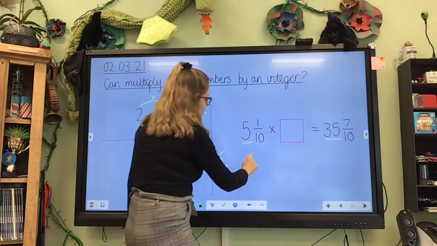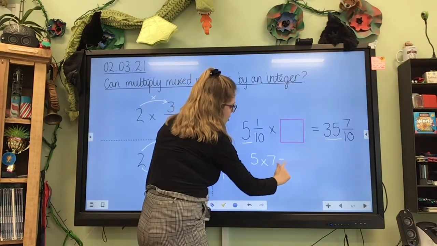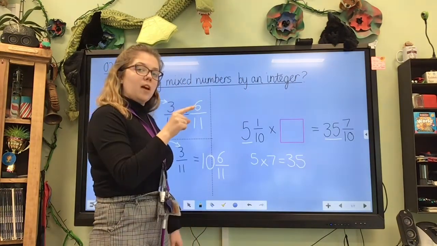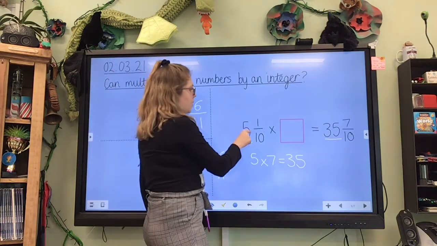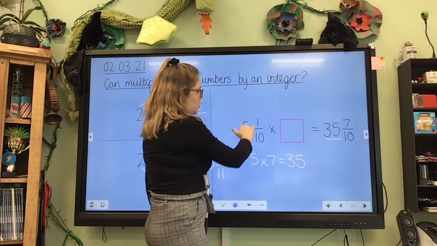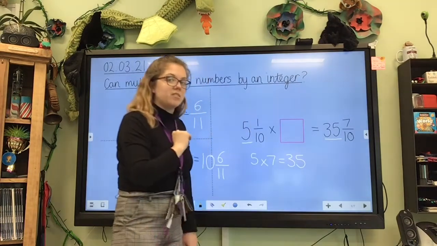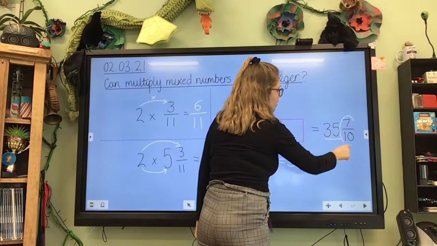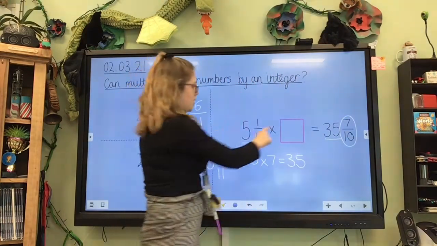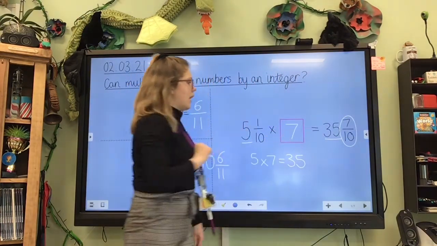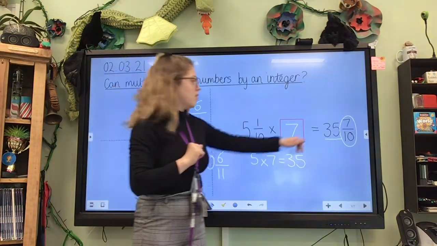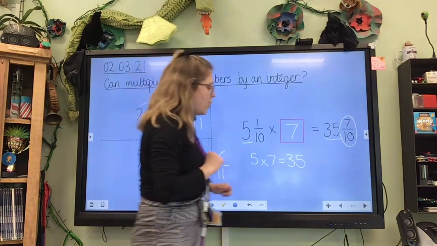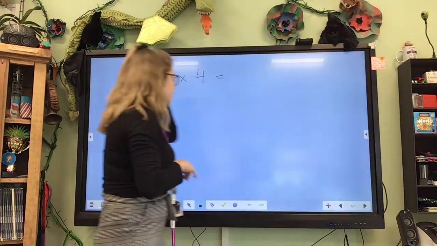And I know that that is 7, so I'll do some jottings just to check my working out. 5 times 7 is 35. Let's check that works with the fraction part of that mixed number. So then we imagine we're going to do 1/10 multiplied by 7, or 7 lots of 1/10. And that is going to end up with 7/10. So we know that 5 1/10 multiplied by 7 is going to give us 35 7/10. Well done if you got all of those right. That was just a little warm-up to get us thinking.